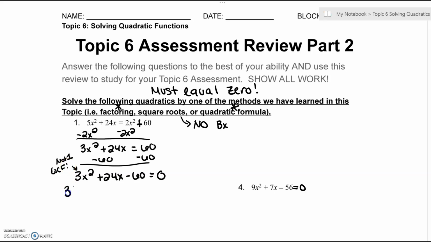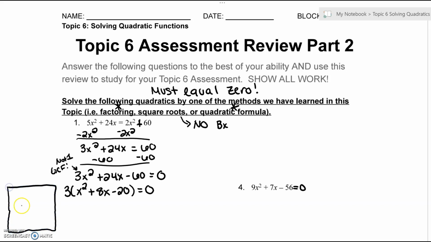So remember, we put the GCF out front, open a parenthesis. 3x squared divided by 3 leaves me with just x squared. Then dividing a 3 out of 24 leaves me with 8x. And then when I divide 3 out of negative 60, that leaves me with negative 20. And that'll equal 0. So now, what's in parentheses looks much easier to factor. So let's go ahead and factor this equation.